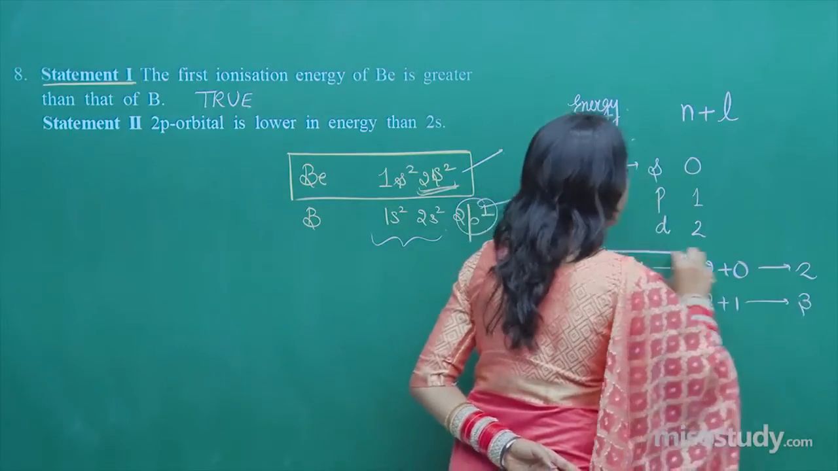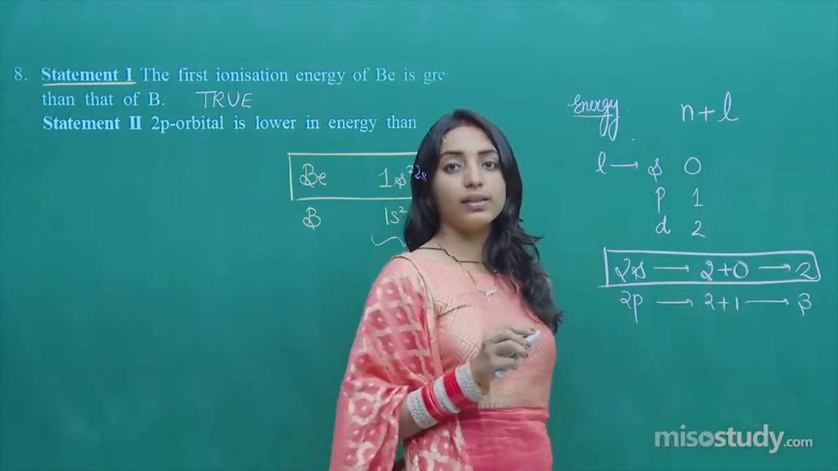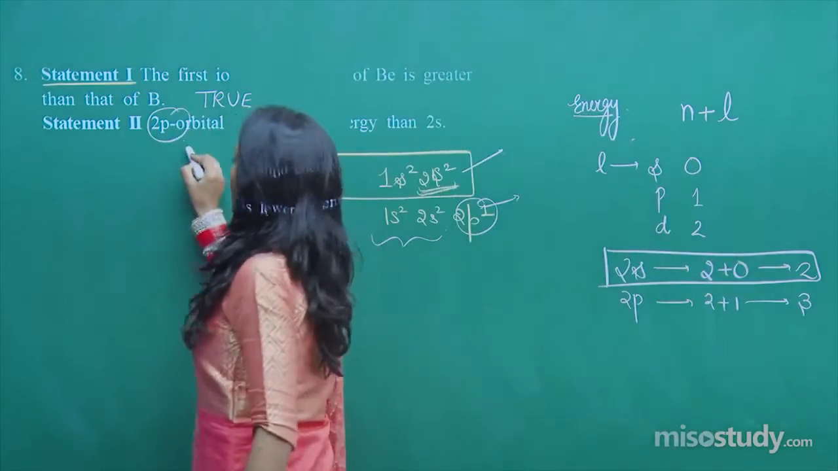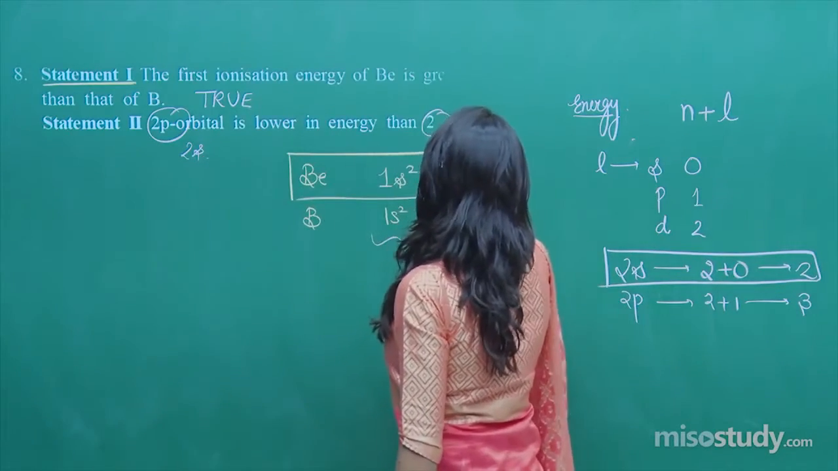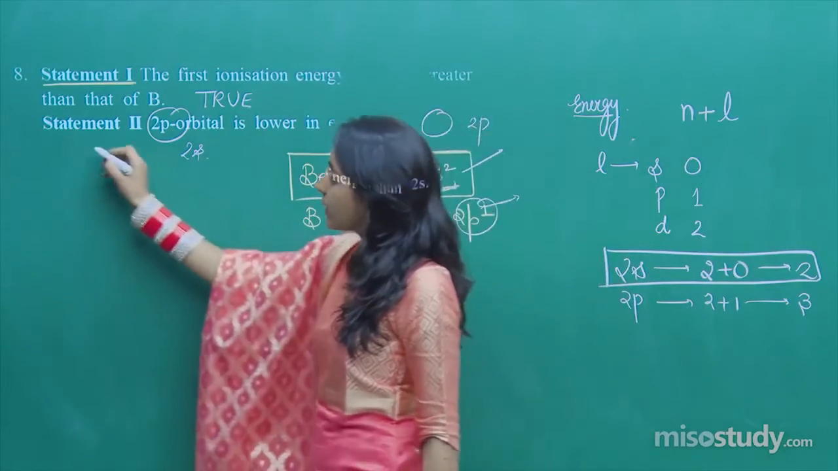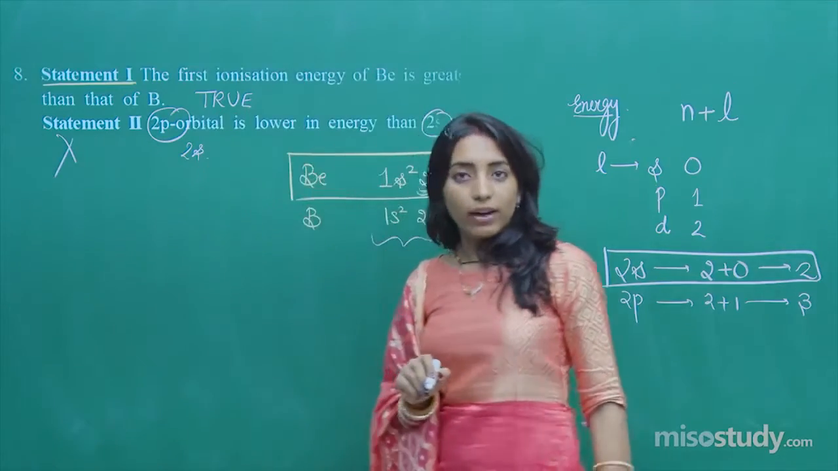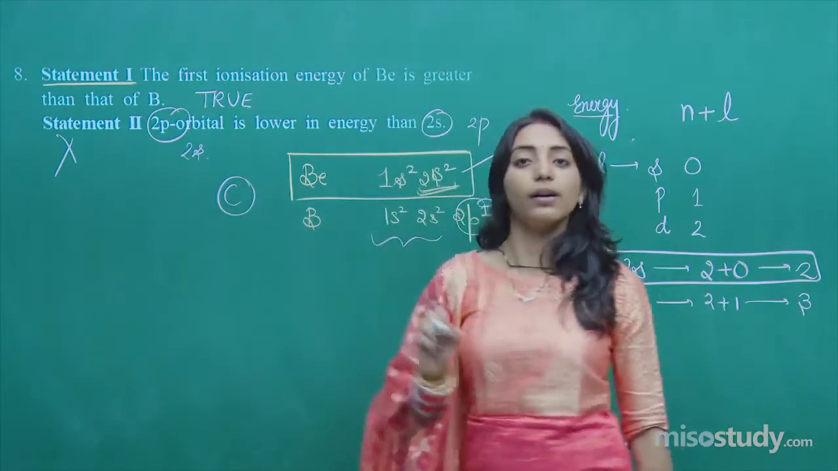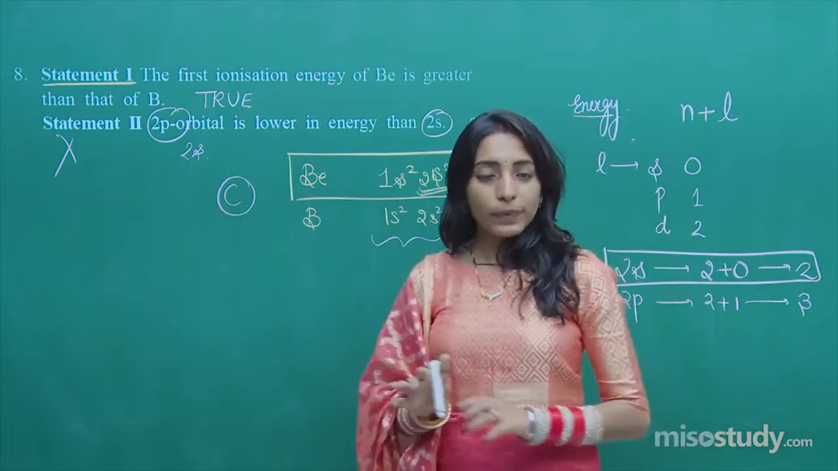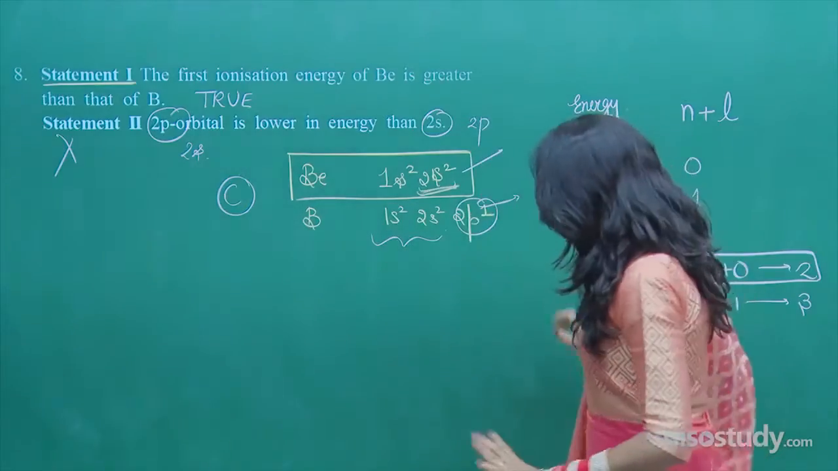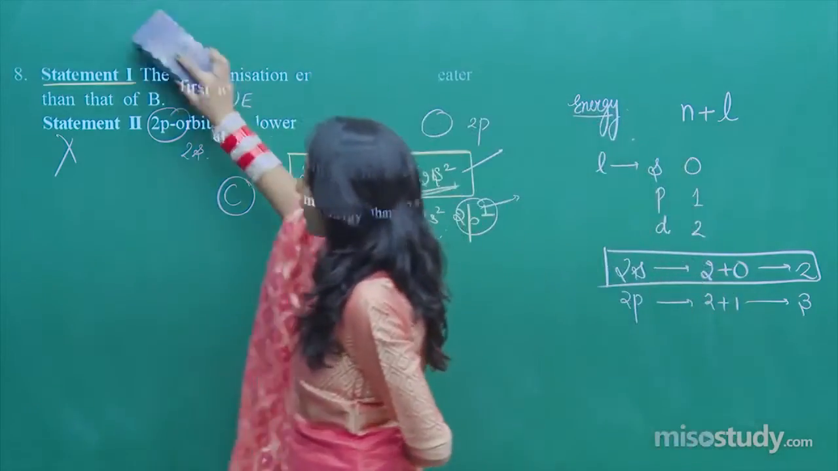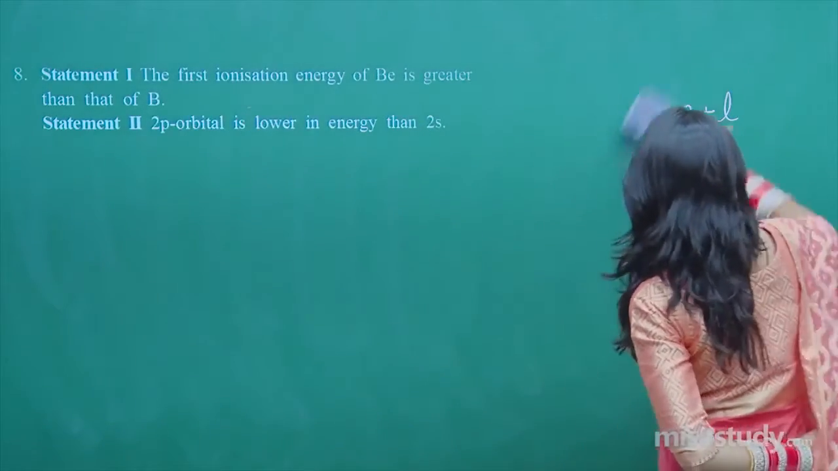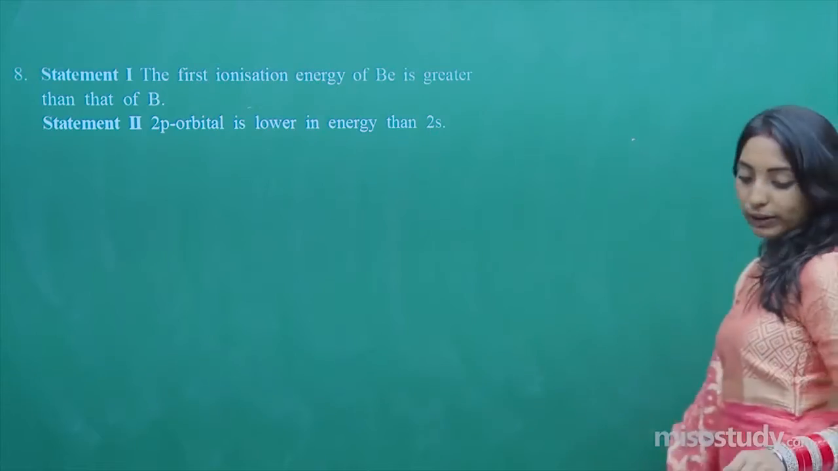So the smaller the value of n plus l, the smaller will be the energy of the orbital. So 2s will be lower in energy than 2p. So this is once again a false statement, right? So 1 is true, second is false. So again option number C will be the correct option. Not difficult again. Finally, we are done with the 8th question also. Let's clear the board and move on to the 9th question.